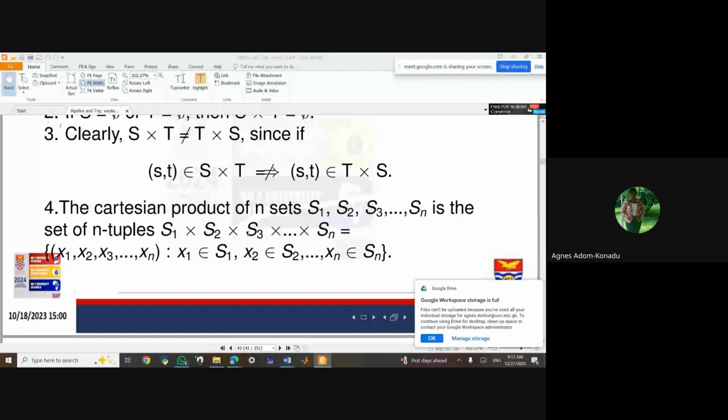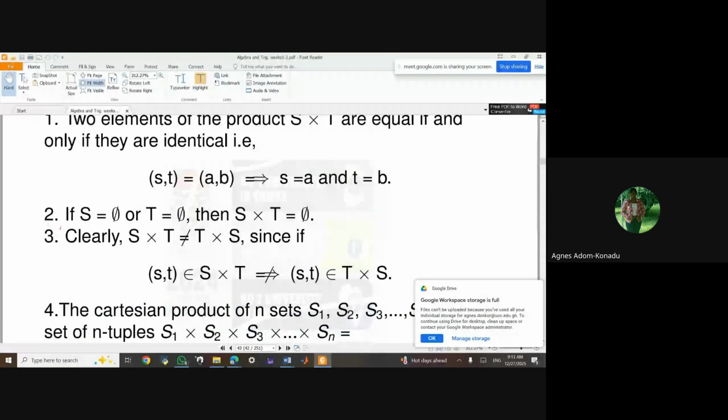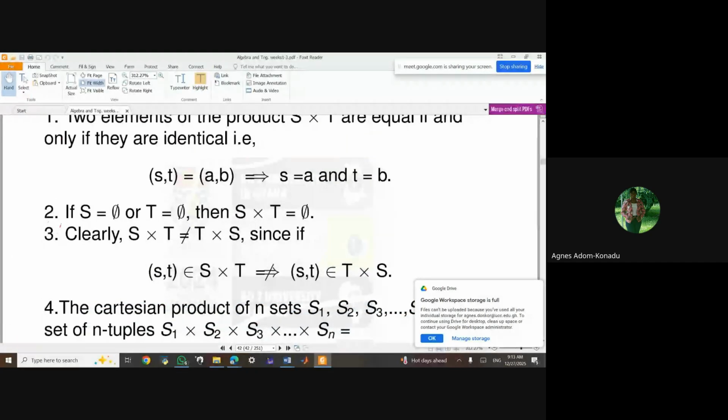The only time it can be the same is when one of them is empty, as your friend asked. Okay. Is it all? So if one of them is empty, let's assume T is empty. If T is empty, then S cross T will give me a null set, and T cross S will give me a null set. So the only time S cross T will be equal to T cross S is when one of them is empty, or they are the same. If S and T are the same, then the cross will be the same. But if not, then it cannot be the same.